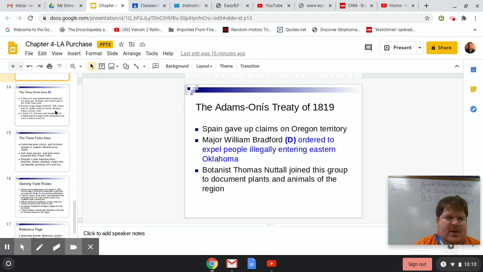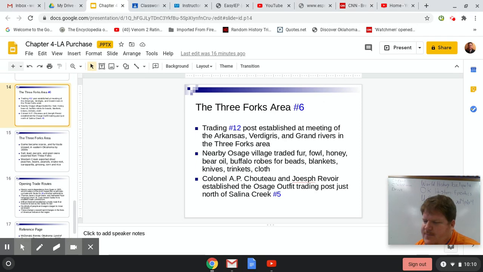All right. Then there's the Three Forks area. Your answer number 6 is just Three Forks area, but there's another one for number 6, so be ready. We do see that most of this area is for trading, which is answer number 12. A post was established at the meeting of the Arkansas, Verdigris, and Grand Rivers in the Three Forks area. Nearby Osage villages traded fur, fowl, honey, bear oil, buffalo robes, beads, blankets, knives, and trinkets. This whole point right here is your answer number 5.